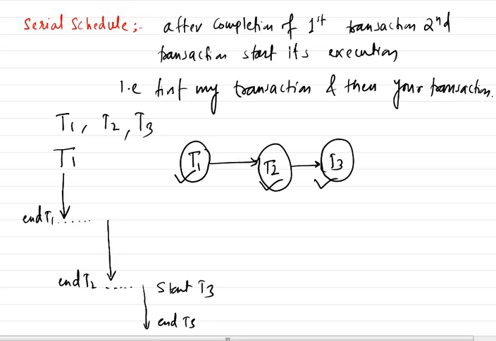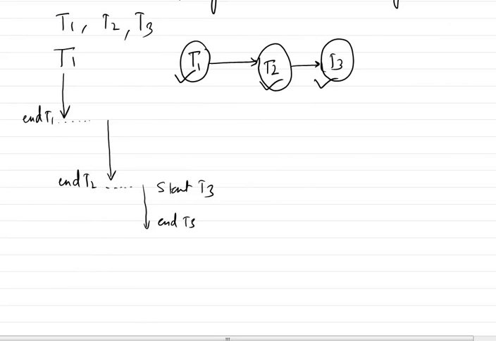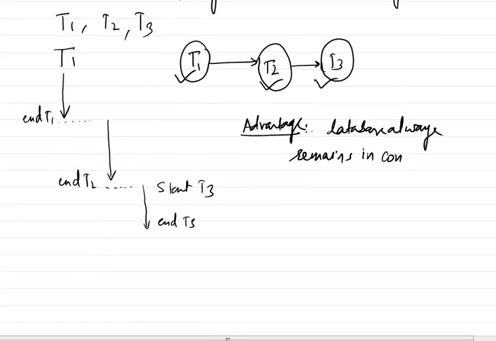So what is the advantage of serial schedule? There will be no interleaving in the serial schedule. The database always remains in a consistent state because there is no interleaving between T1, T2 and T3. There will be no disturbance while T1 is performing, while T2 is performing and while T3 is performing. That's why the database is always in a consistent state.